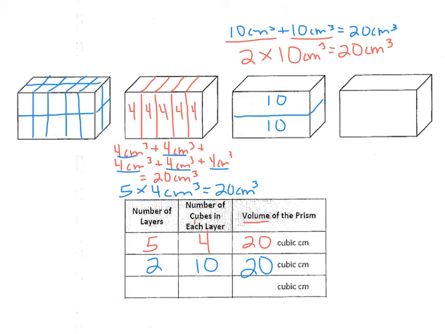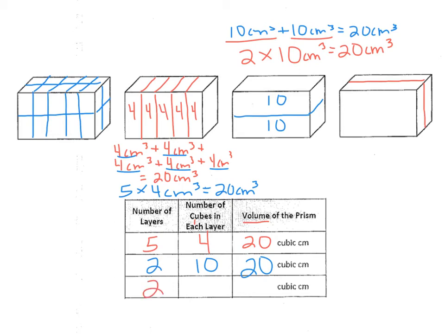So now for my last rectangular prism, I'm going to layer in another way. So, how many layers did I just make? Well, let's look. I have the back layer, and then I have my front layer. So how many layers is that? 2.